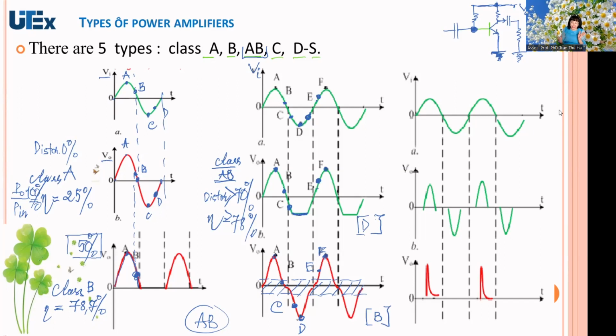That's why we mix. For example, class A, we have the full wave, no distortion, but the coefficient of efficiency is very low, 25%. And we have class B. This depends on the output waveform. The output waveform gives only a half in sync. And that's why we have distortion 50%, and efficiency might be larger, 58%.